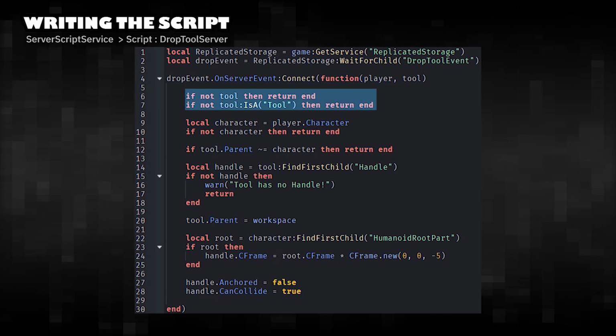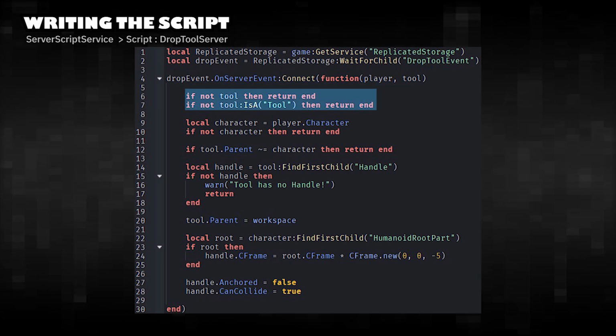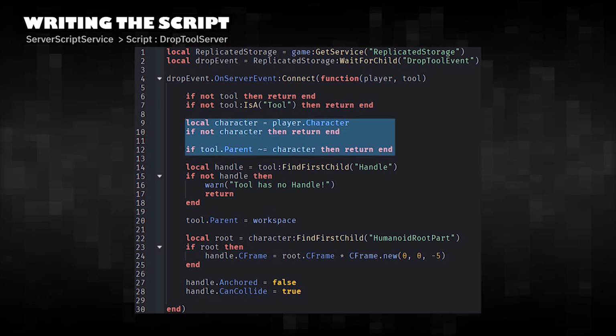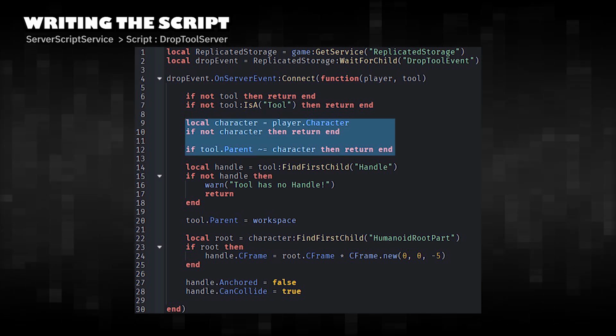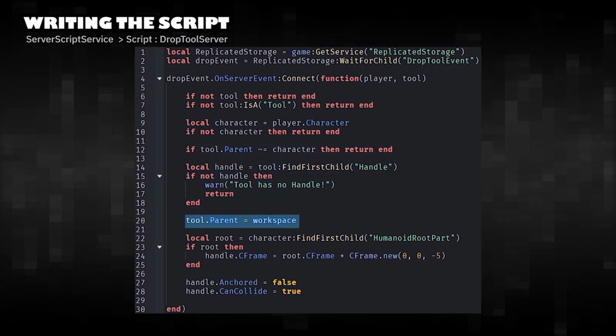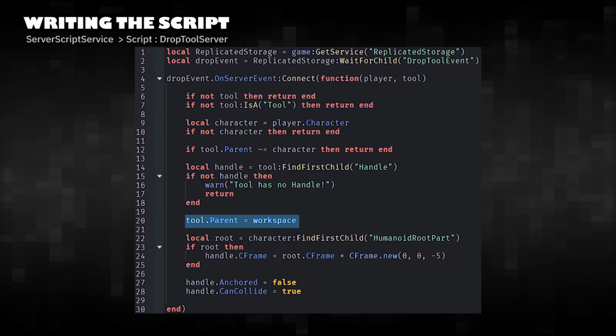Makes sure a tool was sent and make sure it is actually a tool object. Make sure player has a character and make sure the tool actually belongs to that player. Make sure tool has a handle. Removes tool from player. Places it into the world.